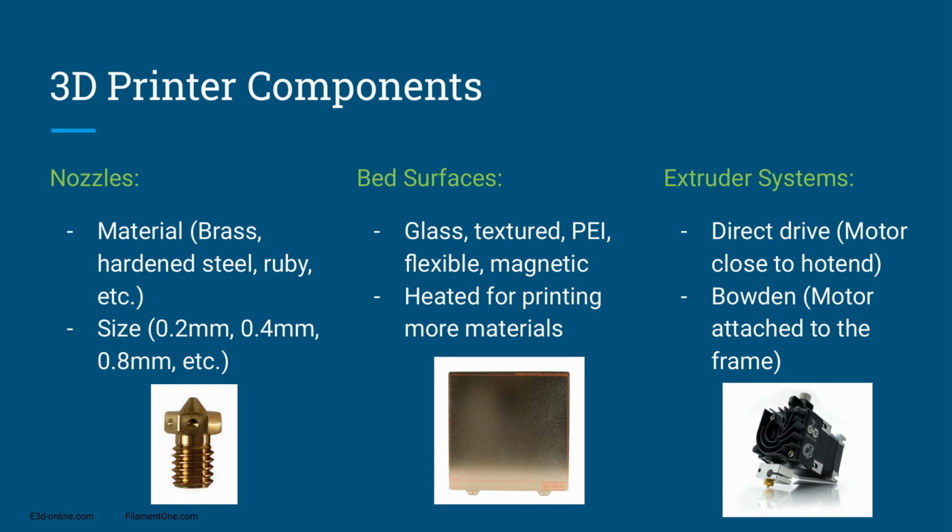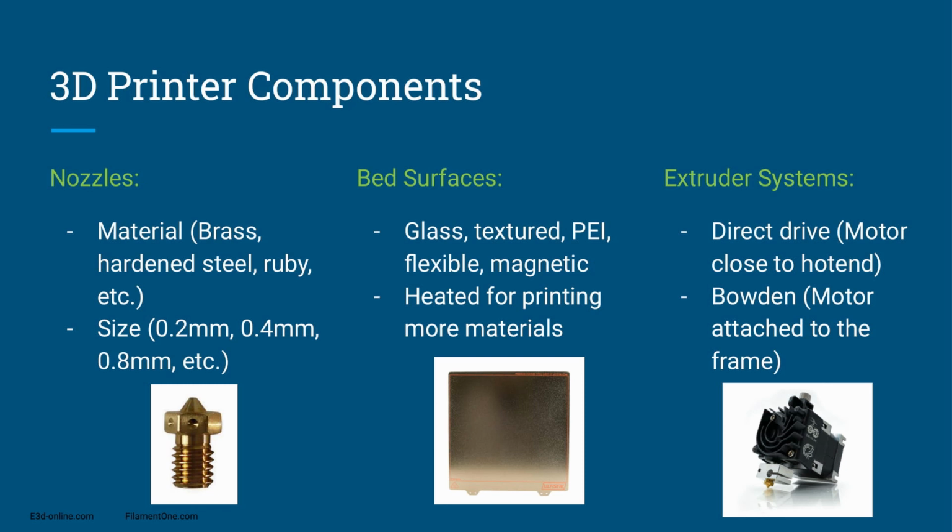Also, there are different size nozzles, like 0.2 millimeter, 0.4 millimeter, which is the most standard, and there's also 0.8 and many more sizes. And like I said before, with the different layer heights, the smaller your nozzle size, the more detail you can get in the print, but it's also going to take more time. And the bigger your nozzle is, it's going to be less detailed, but it's going to print a lot faster. So there is a trade-off there.